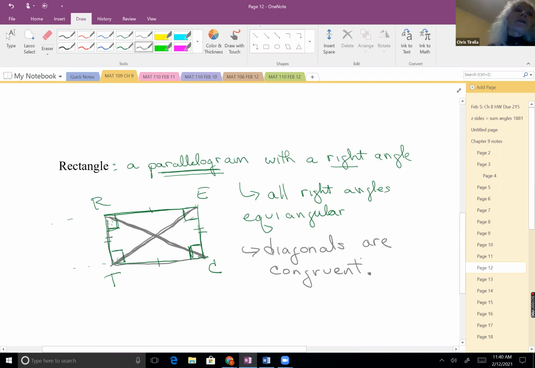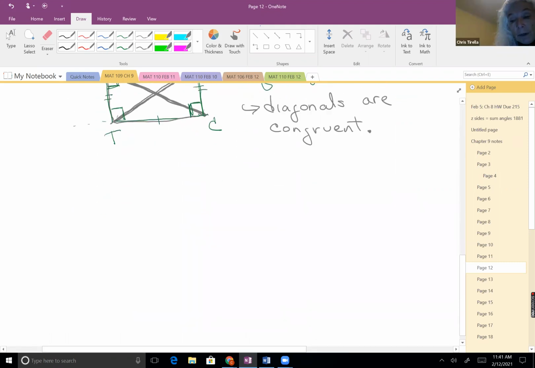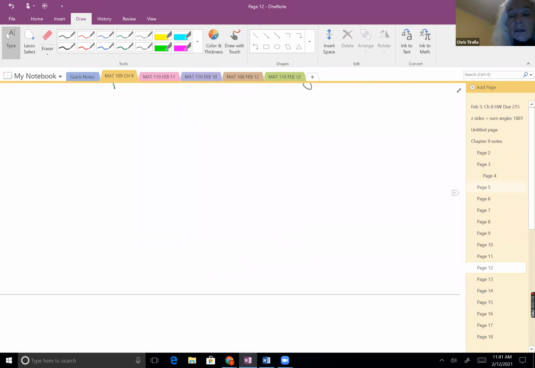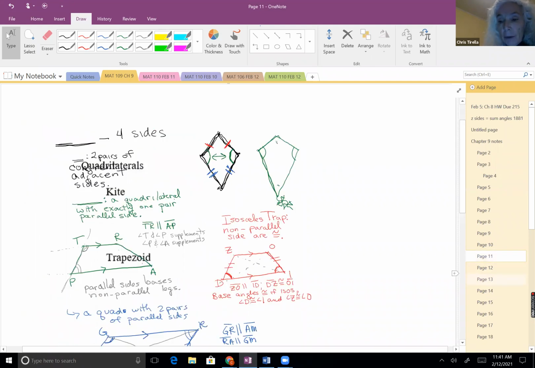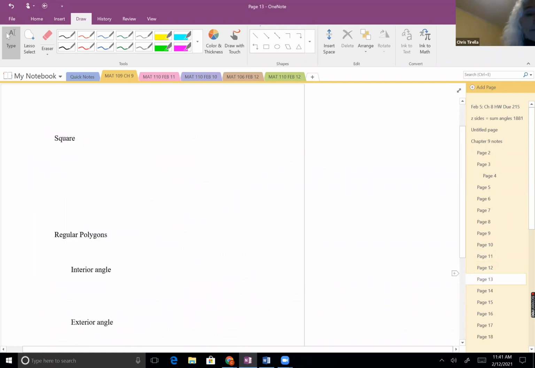So a rhombus is a special type of parallelogram. A rectangle is a special type of parallelogram. Which leads us to our last one, which I'm guessing you folks can predict, is... whoops, where did I go? I just totally picked the wrong page number. A square.